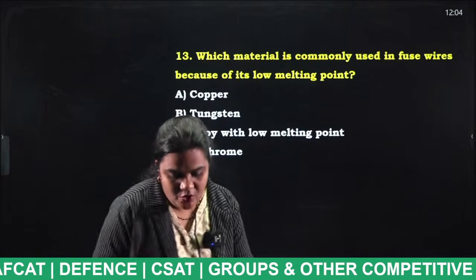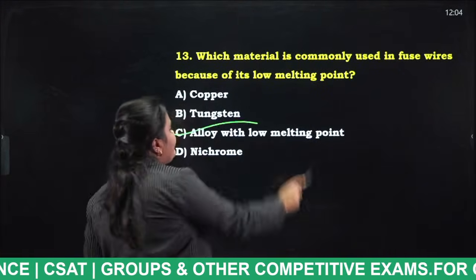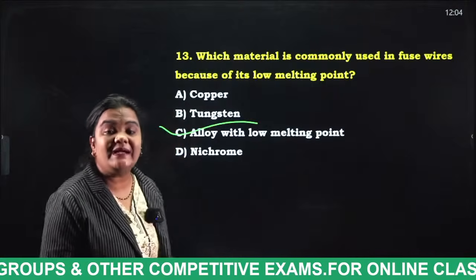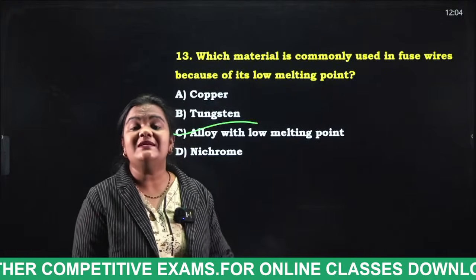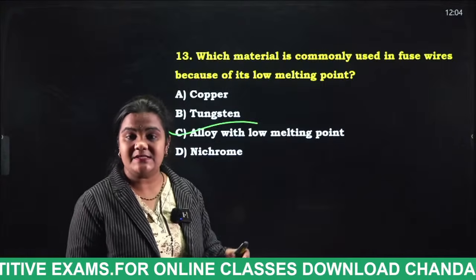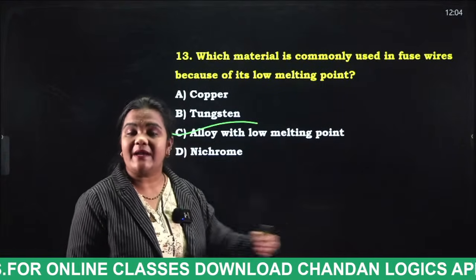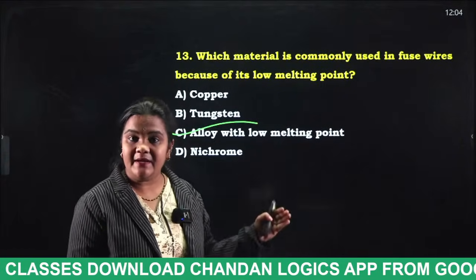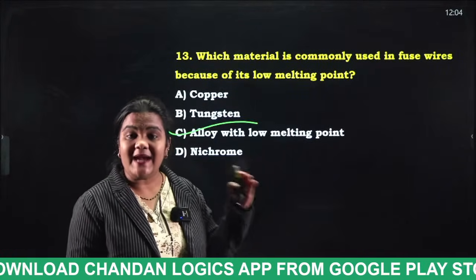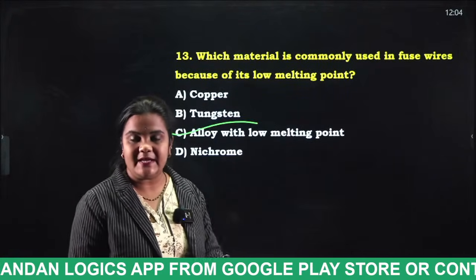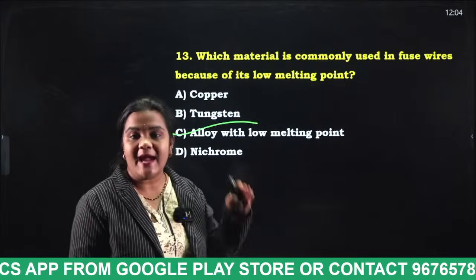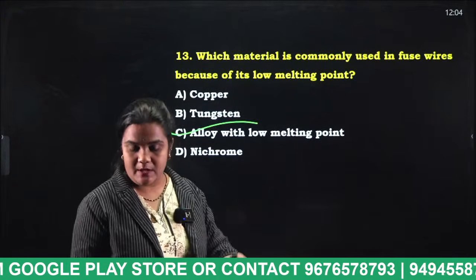Very good, Vamshi. The alloy must consist of a very low melting point. Why? Because when a high voltage occurs, eventually what happens? Heat will be generated. Through that heat, the fuse must be melted. Then only the electricity flow will be stopped.